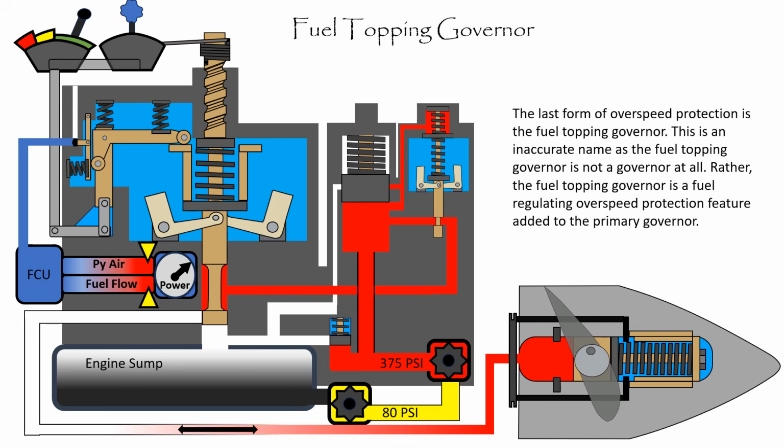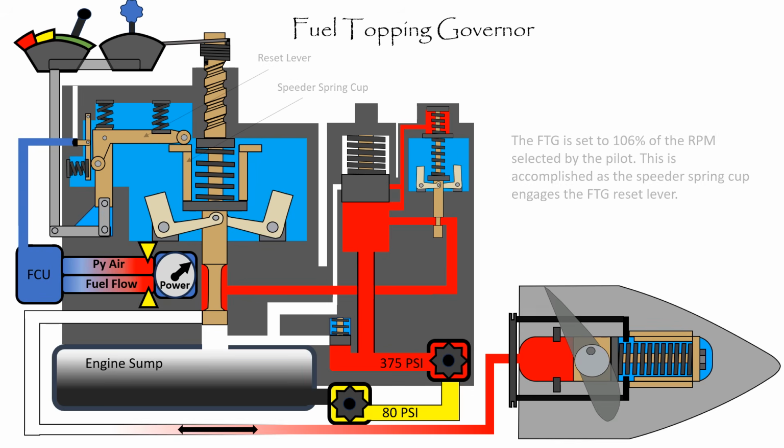The last form of overspeed protection is the fuel topping governor. This is an inaccurate name, as the fuel topping governor is not a governor at all. Rather, the fuel topping governor is a fuel regulating overspeed protection feature added to the primary governor. The fuel topping governor is set to 106% of the RPM selected by the pilot. This is accomplished as the speeder spring cup engages the fuel topping governor reset lever.